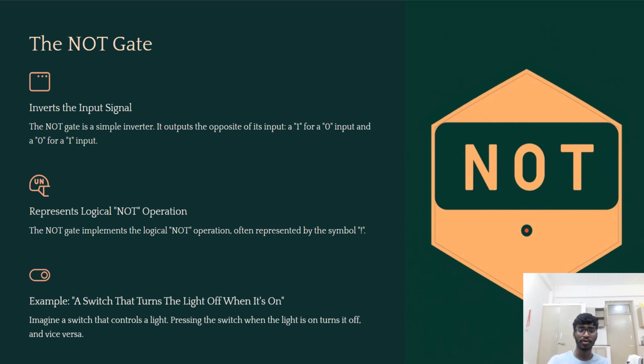And it represents the logical NOT operation. The NOT gate implements the logical NOT operation, often represented by the symbol not. And last example: a switch that turns the light off when it's on. Imagine a switch that controls a light. Pressing the switch when the light is on turns it off, and vice versa.